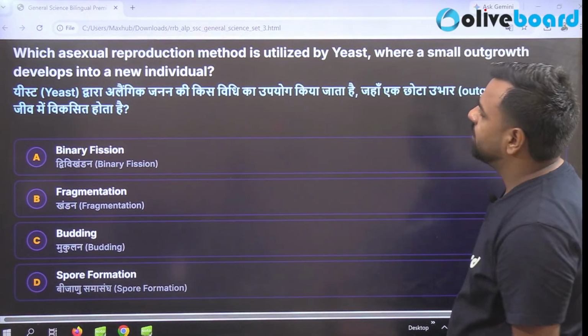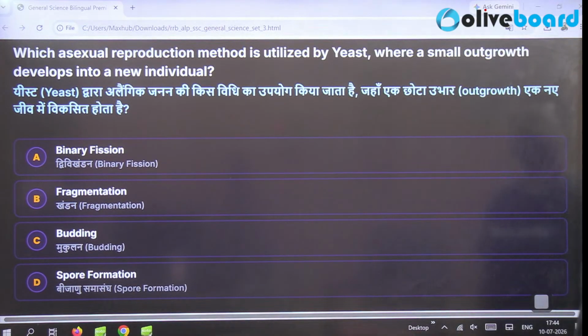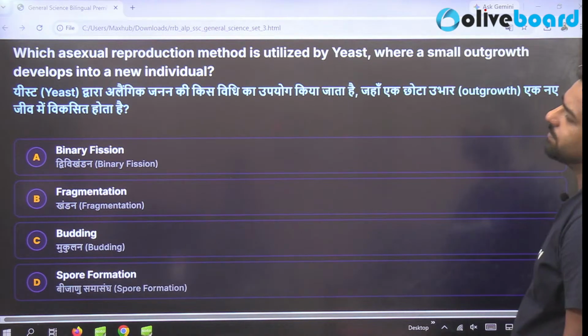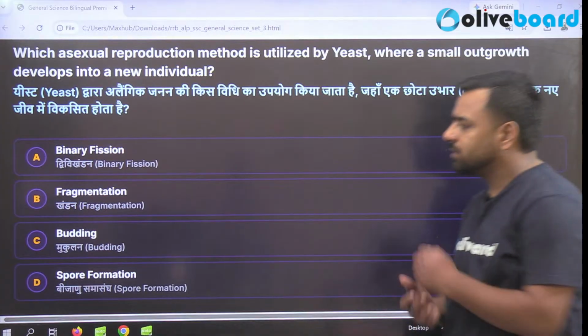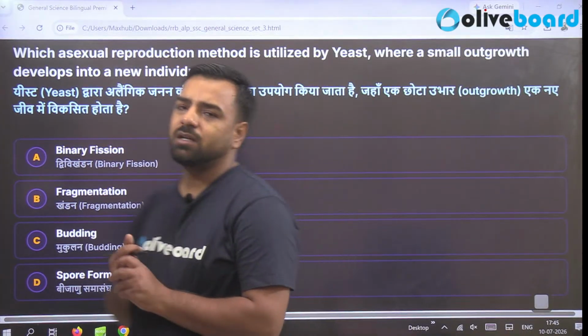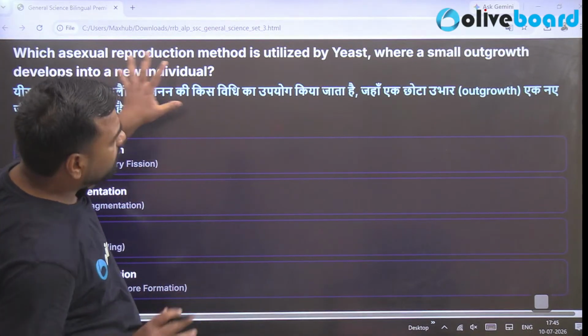Which asexual reproduction method is utilized by yeast where a small outgrowth develops into a new individual? So is it binary fission? Is it fragmentation, budding, or spore formation? So guys, the question is asked from yeast.